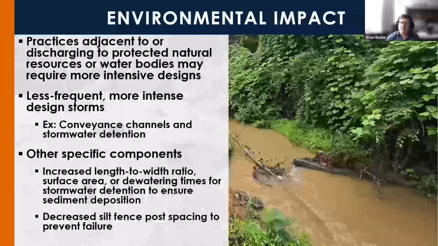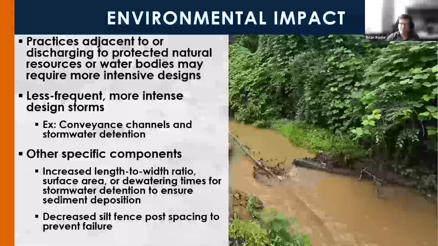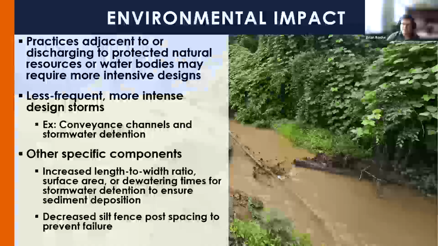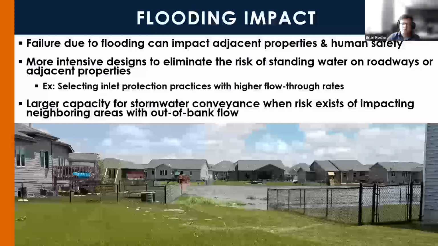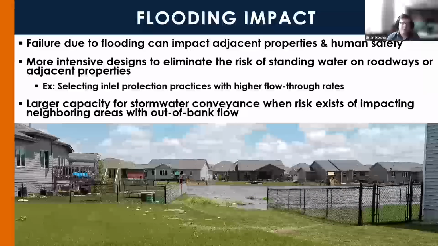So in areas where failure can have severe environmental impacts, more intensive design may be necessary to ensure that failure does not occur, such as using those less frequent, more intense design storms or adjusting other more specific components. Another impact of failure could be flooding, which can impact adjacent properties and human safety, especially on roadways.